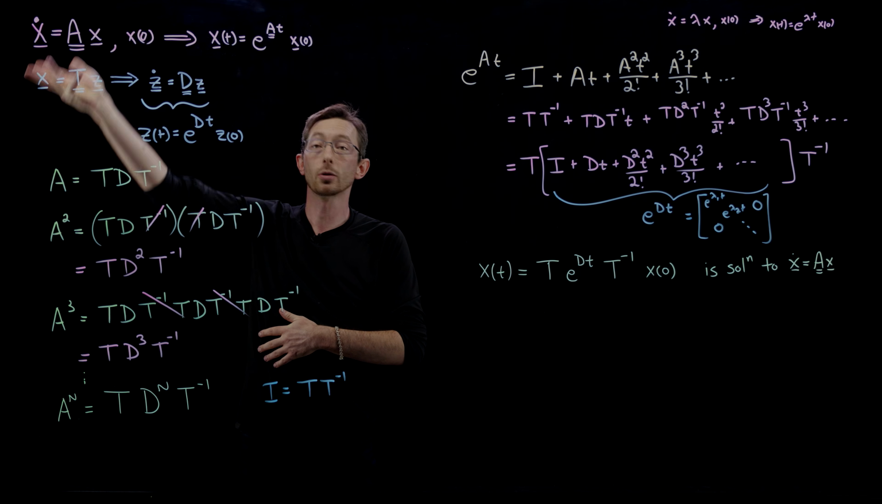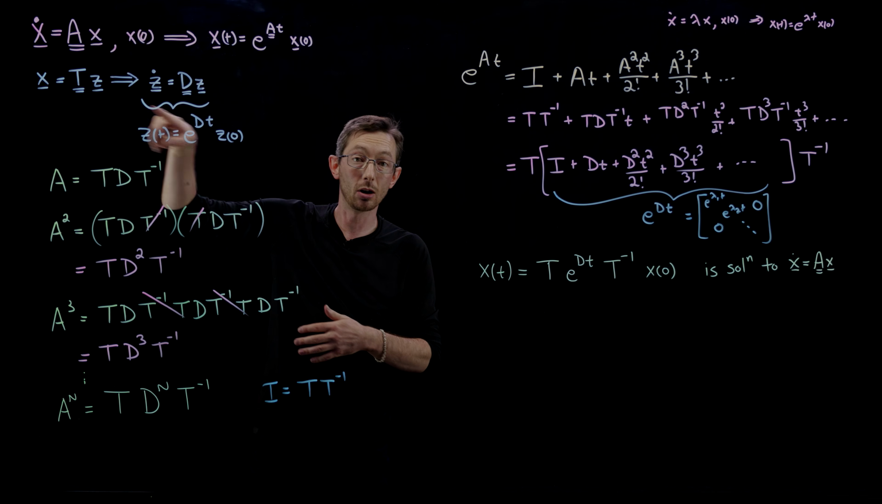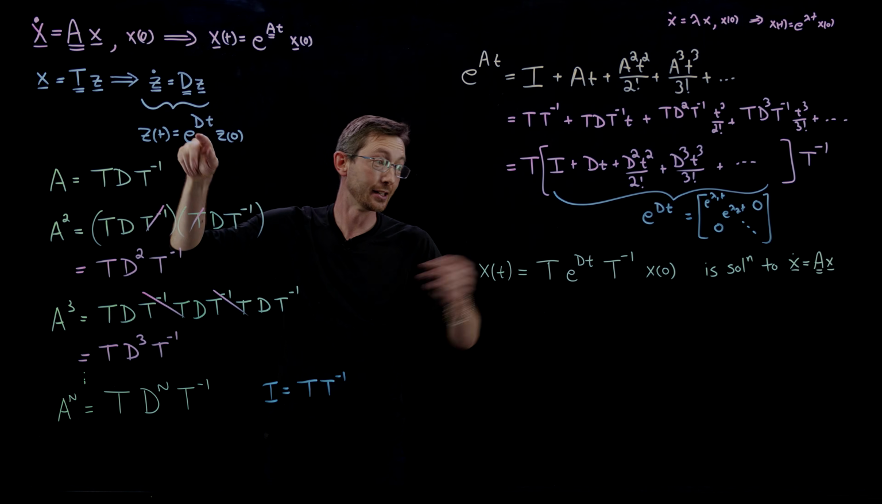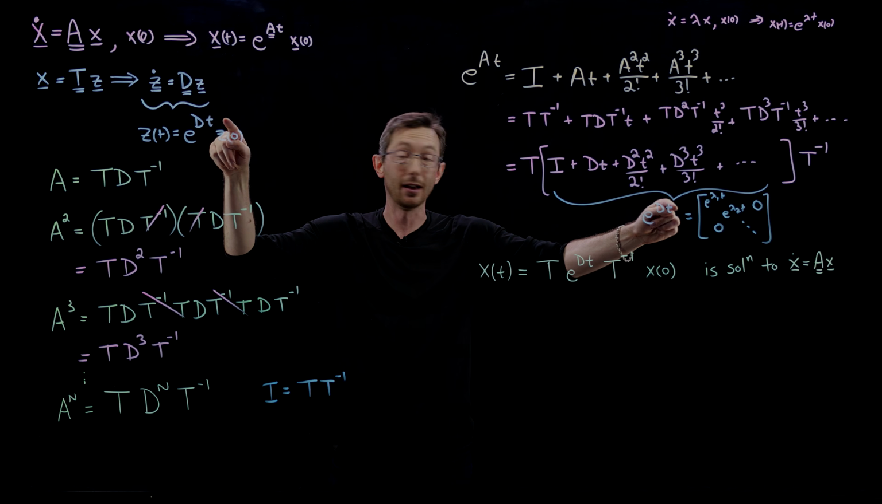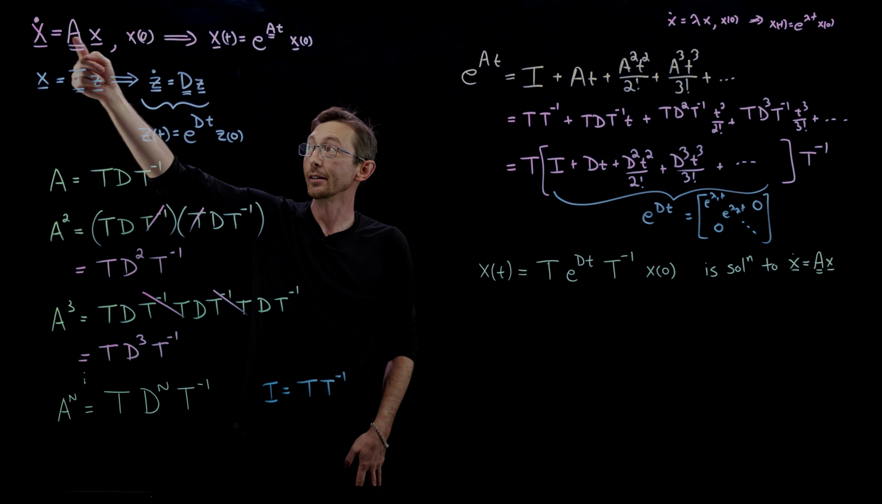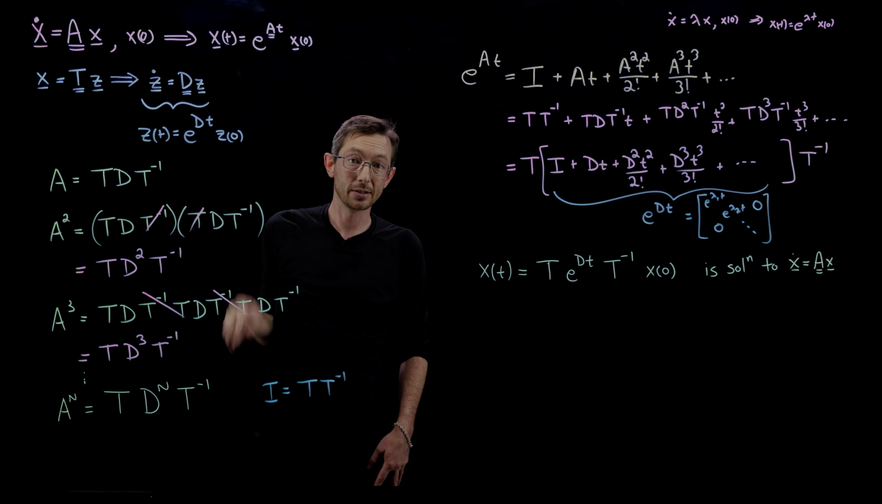So let's find a coordinate transformation into a coordinate system Z where my dynamics are diagonal and decoupled, so I know how to solve that easily. It's easy to compute e to the diagonal matrix D t. I do that by finding the eigenvalues and eigenvectors of this A matrix. So my eigenvectors T, my eigenvalues D.